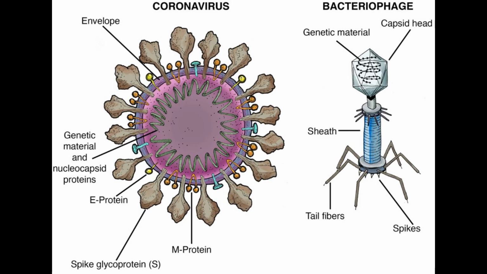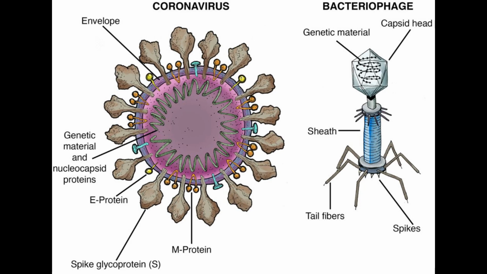4. Surface proteins or spikes. These are proteins or glycoproteins that stick out from the capsid or envelope. They are crucial for recognizing and binding to host cells. For example, the spike protein of coronaviruses.